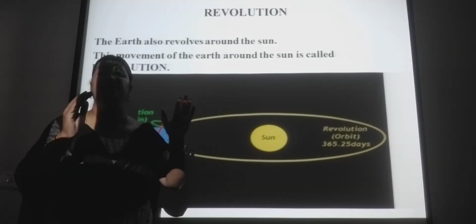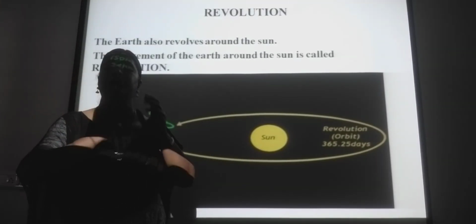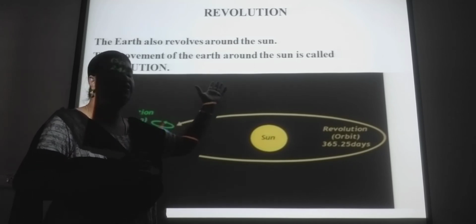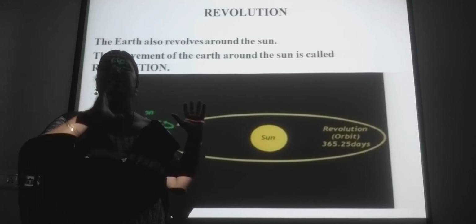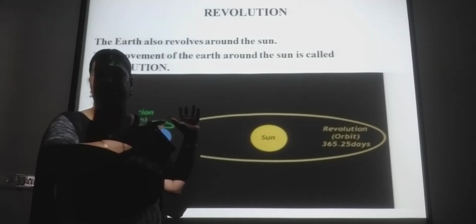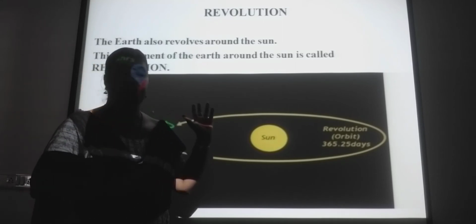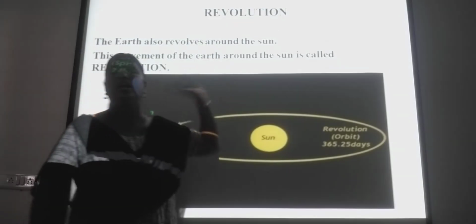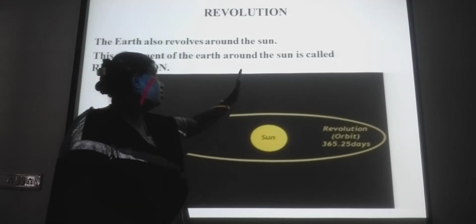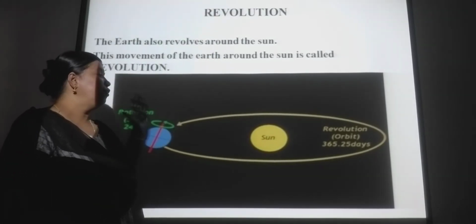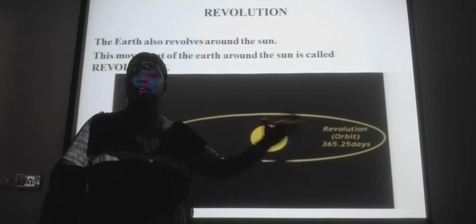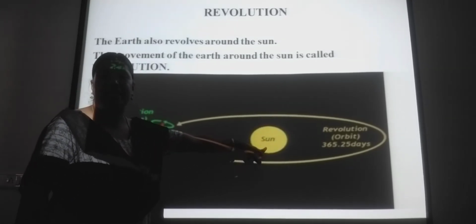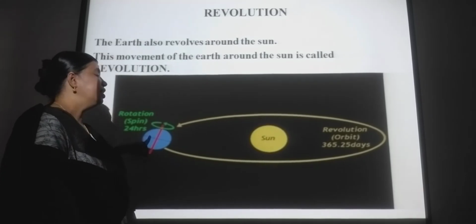Revolution. Now, rotation is movement of the earth around itself. Revolution means movement of the earth around the sun. That is called revolution. So, if the earth is moving around the sun, it is called revolution. Now, this revolution helps in the formation of so many seasons. Now the sun is there in the center and here is the earth.